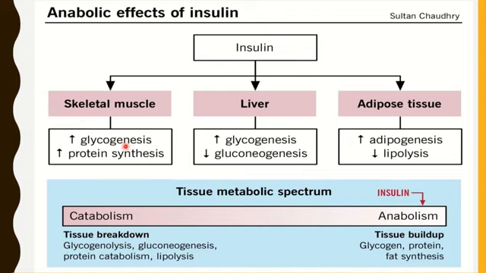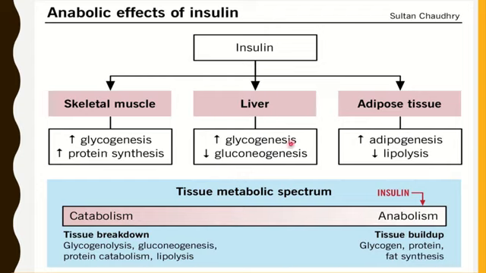That is called glycogenesis, and it will increase protein synthesis and glycolysis in the skeletal muscle. Now in the liver, insulin acts on the liver and increases glycogenesis. Again, it will convert the glucose into glycogen and increase glycogen synthesis. And it will reduce gluconeogenesis.